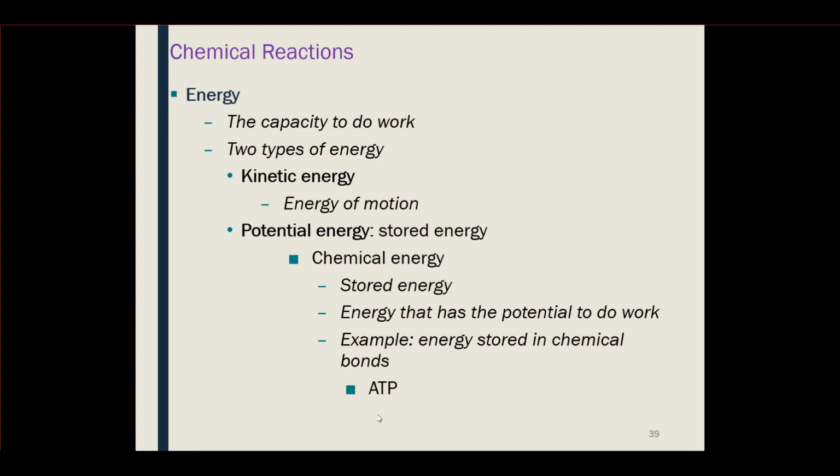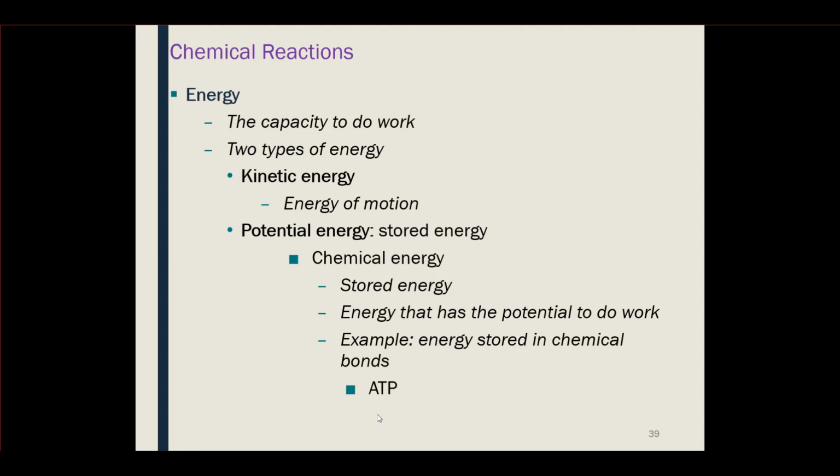This is a little bit advanced. You don't really have to worry about this too much right now. I just want to introduce it. ATP is a chemical known as adenosine triphosphate. That last bond, the last phosphate bond, is a high energy bond that is stored energy. Once we break that bond, that energy is released and we use it to do work.